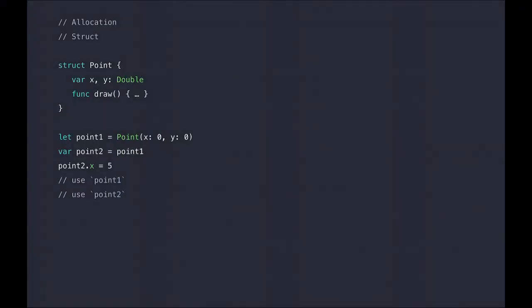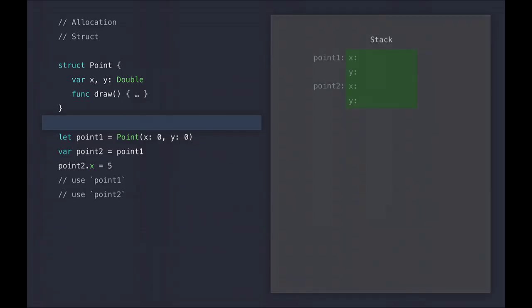All right, let's trace through some code and see what Swift's doing on our behalf. Here we have a point struct with an x and y stored property. It also has the draw method on it. We're going to construct a point at 0, 0, assign point 1 to point 2, making a copy, and assign a value of 5 to point 2.x. Then we're going to use our point 1 and use our point 2. So let's trace through this.